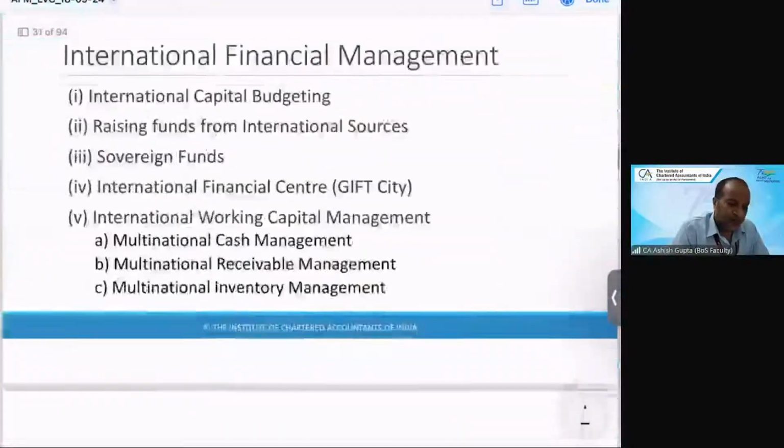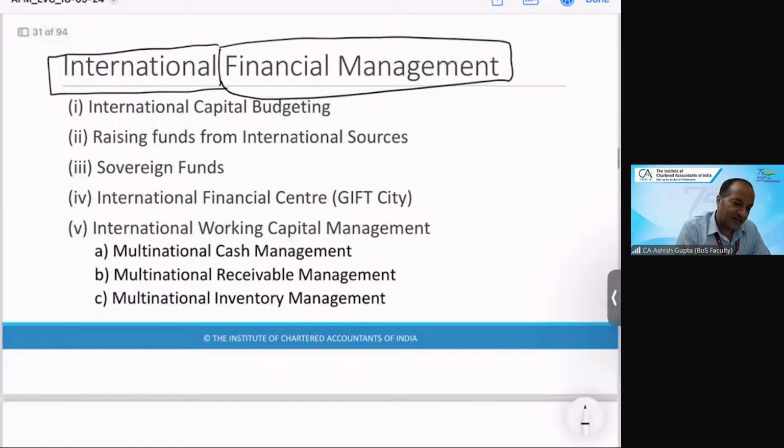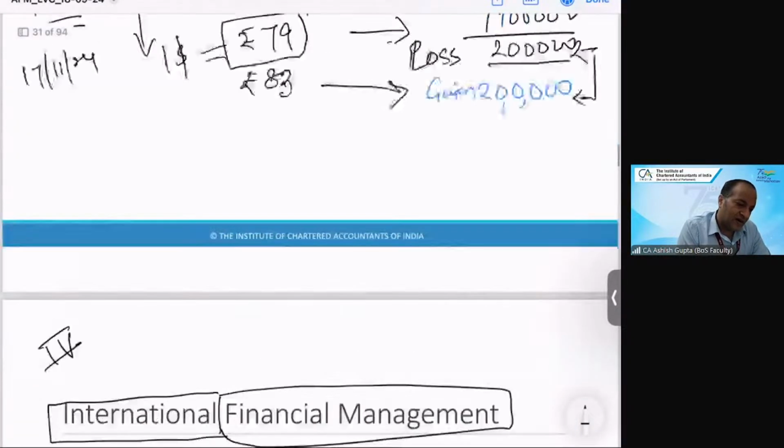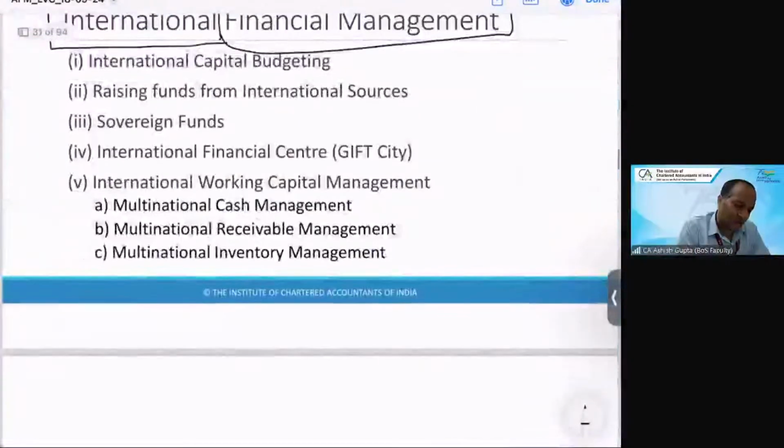Okay, student. Now next comes international financial management. You have discussed financial management at the intermediate level. In this topic, we shall cover the international financial aspect. Now this is another section, your next topic for Section 4.